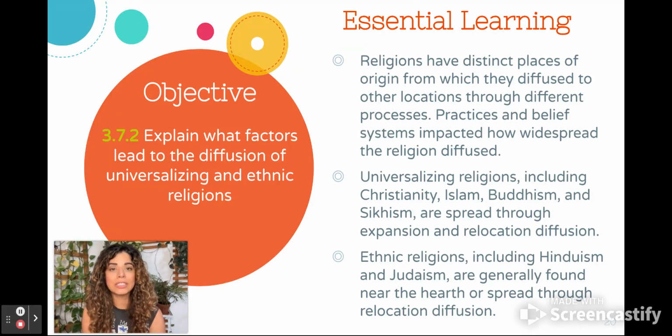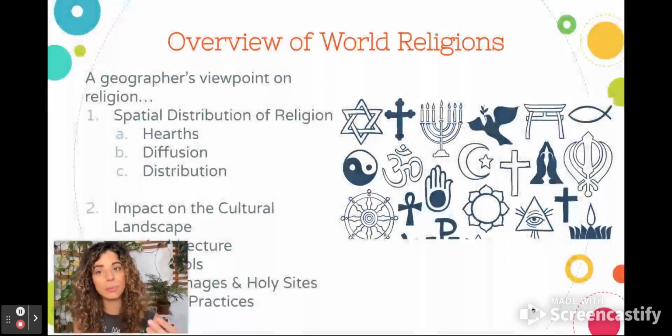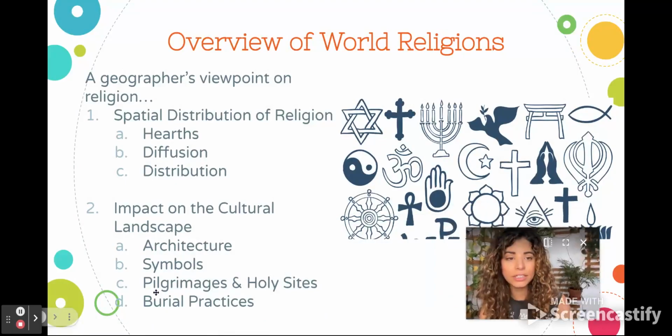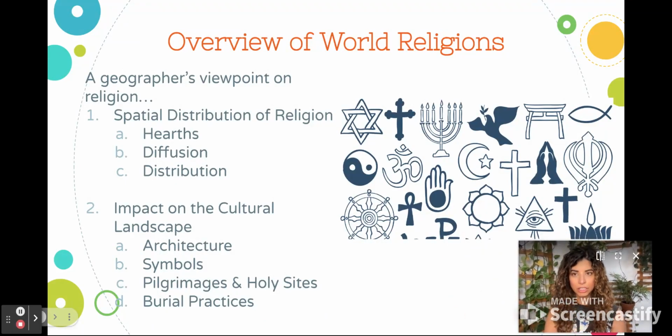So one thing is religions have distinct places of origin from which they diffused. So they have their hearth and then they diffuse outward. And the way that they diffused has been through different processes, right? Universalizing religions and ethnic religions are also two of the main topics that we'll be looking at. So we will be taking a look first at an overview of world religions.